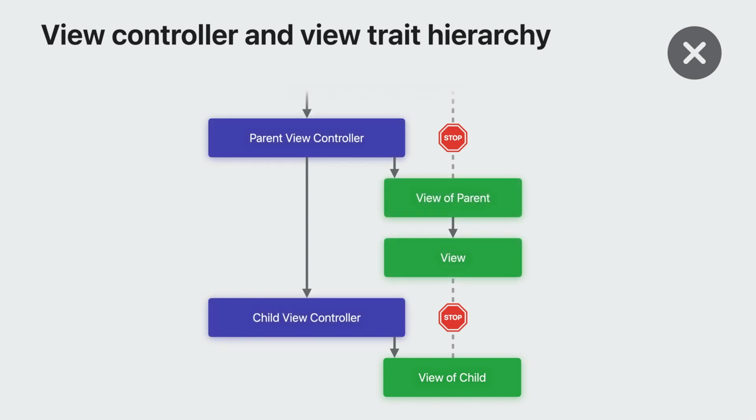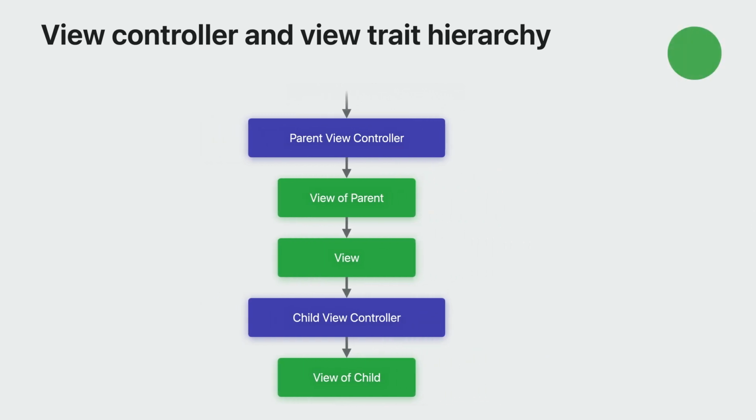In iOS 17, we've eliminated this issue by unifying the trait hierarchy for view controllers and views. View controllers now inherit their trait collection from their view's superview, instead of directly from their parent view controller. This creates a simple linear flow of traits through view controllers and views. Note how view controllers still inherit traits from their parent view controller. It just happens indirectly via the views in between them.